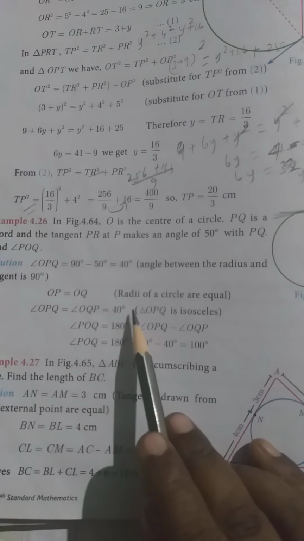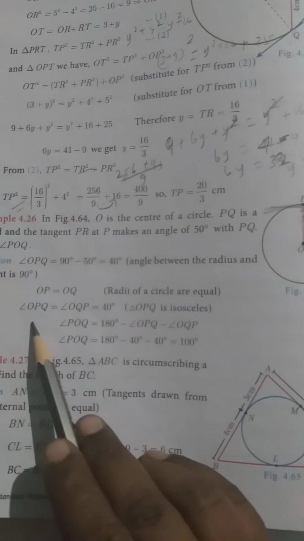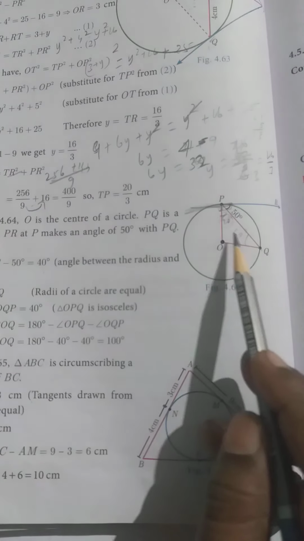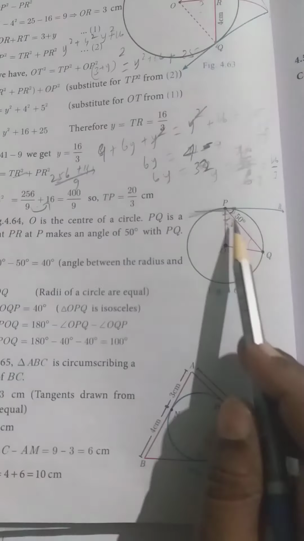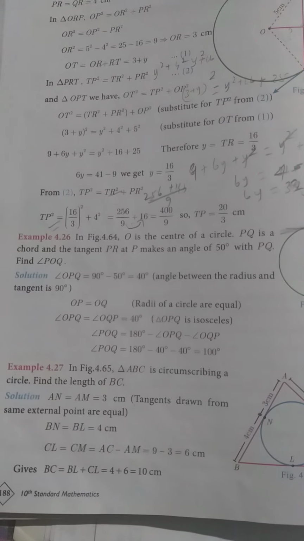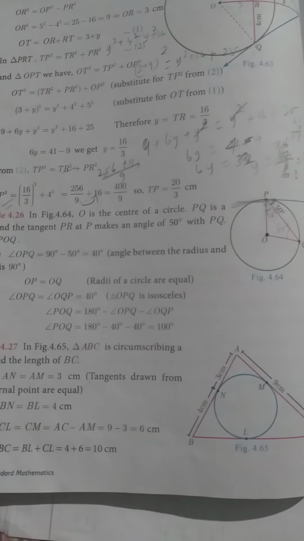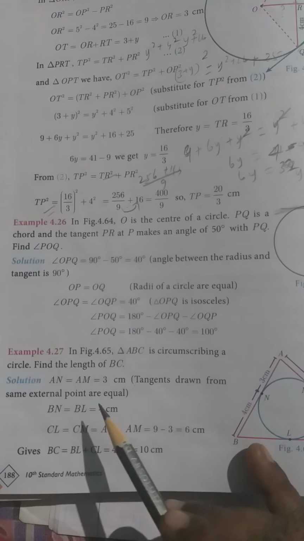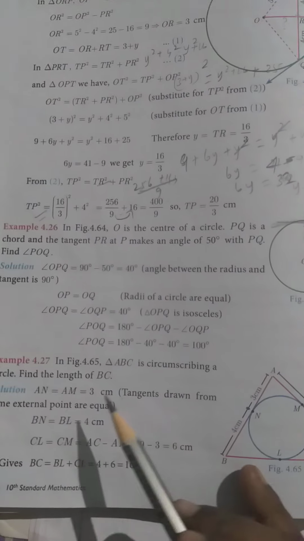Therefore, OP and OQ are equal to the radius of the circle. Therefore, angle OPQ is equal to OQP. This is angle P, this is angle Q. This one is 40, this one also 40. Therefore, the sum of the angles is 180 degree. Therefore, 180 minus 80, you get 100 degree. Okay, very important, all the sums from this exercise.